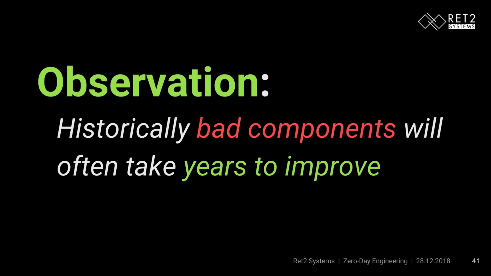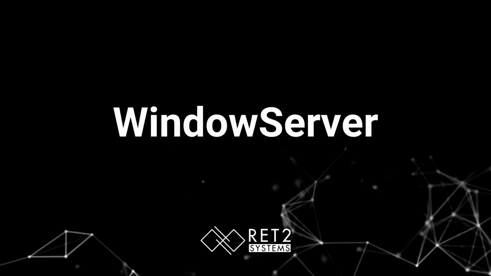So having spent a number of years going back and forth between attacking and defending, I've come to recognize that bad components do not get good fast. Usually, researchers are able to hammer away at these components for years before they reach some level of acceptable security. So to escape Safari Sandbox, we simply looked at the security trends covered during the reconnaissance phase. So this observation, historically bad components will often take years to improve, means that we chose to look at Windows Server. And for those that don't know, Windows Server is a root-level system service that runs on Mac OS.